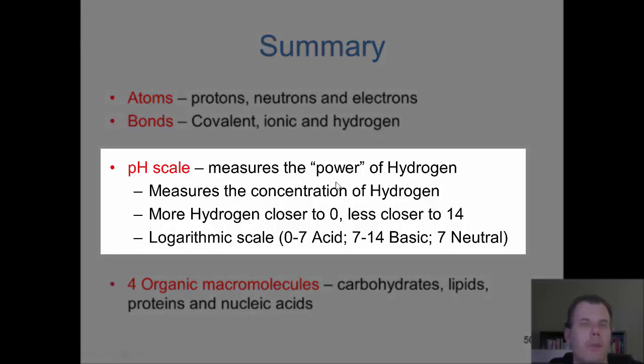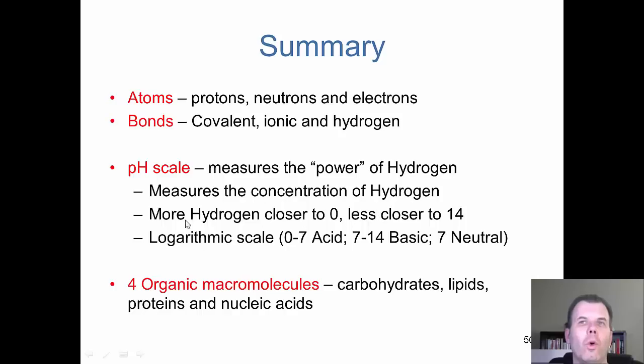pH scale measures the power of hydrogen, or how many hydrogen are there. So we're talking about the measure of the concentration of hydrogen. The more hydrogen is closer to zero, okay, the less it's closer to 14, and it's the logarithmic scale. So remember, as you are talking about it, each step, 1, 2, 3, 4, is a step of 10, okay? And if you go from 1 to 3, that's not going to be just a difference of 2, but it's actually 10 times 10 or 100.